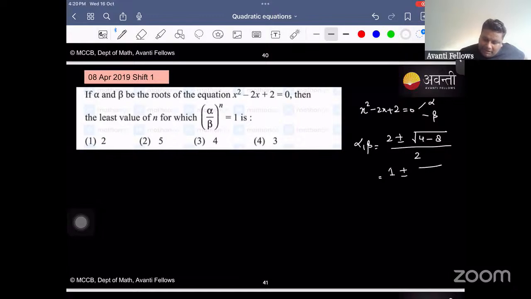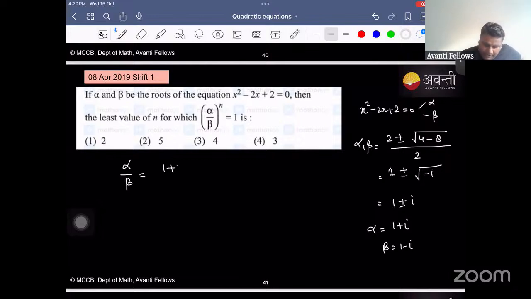plus minus under root of minus 4 upon minus 4. It will be under root of minus 1 because the 2 cancelled. This is it. So it is 1 plus minus iota. So the roots are like alpha can be 1 plus iota, beta can be 1 minus iota. So what is alpha upon beta?